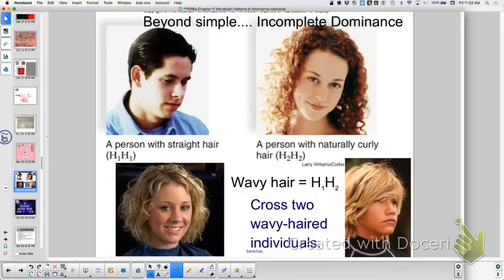Okay, here is another example. A person with straight hair, I can always remember the genotype because H1 is straight, H2 is curly. A wavy is H1H2. If I had 2 wavy people have children, I would expect, genotypically and phenotypically, to get 1 straight-haired child, 2 wavy-haired children, and 1 curly-haired child. Do you see that? Okay.